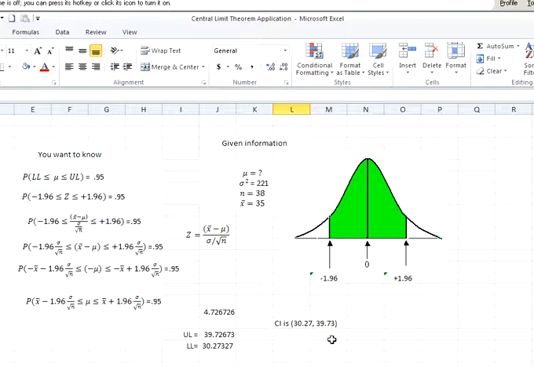39.73. Okay, so practice this problem and then see if you can reproduce all the numbers that I did and follow the steps. And you will be fine if you just practice it several times, okay?